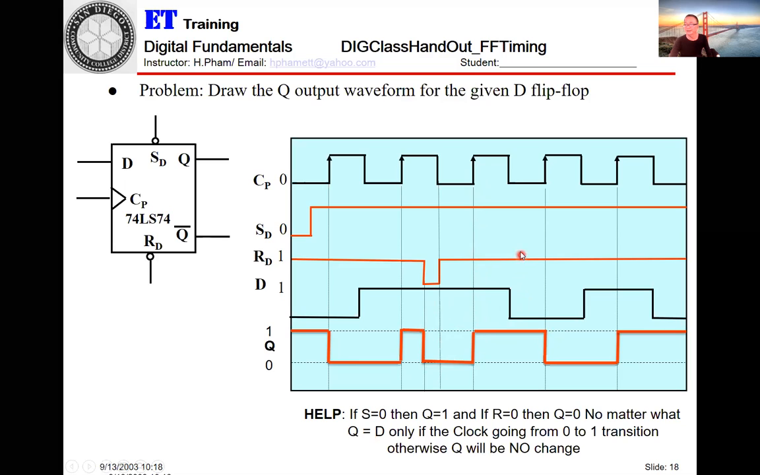The thing is, now preset and clear are both high. We don't care. So when you get to the clock transition here, D is 0, Q goes 0. At the next transition, D is 1, Q is 1.